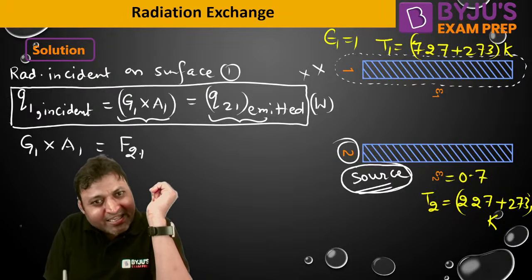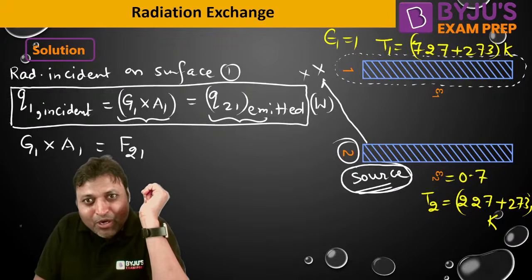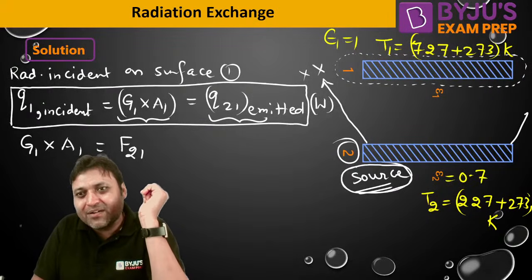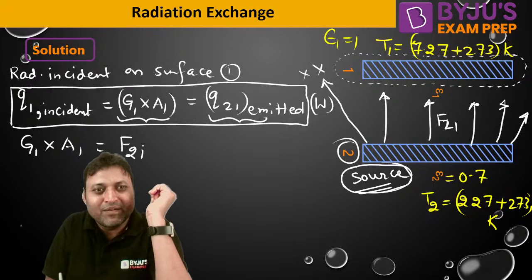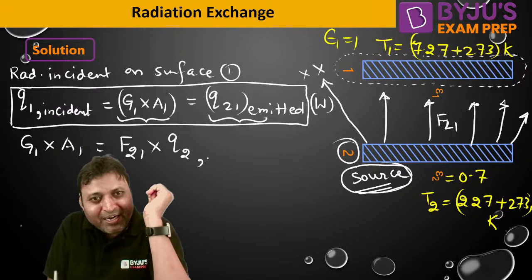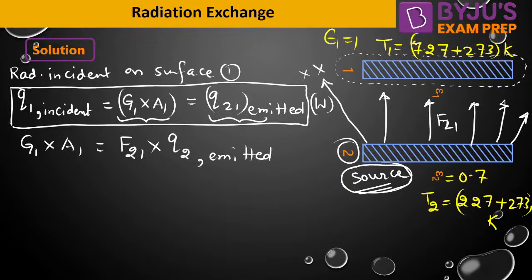Do you agree it is F2 to 1? Because all the radiation emitted by surface 2 may not reach surface 1. There is a possibility the radiation may be lost to the surrounding. So we need to introduce the shape factor from 2 to 1 into Q2 emitted. Do you agree or not? G1 A1 will be equal to F2 to 1 into Q2 emitted.